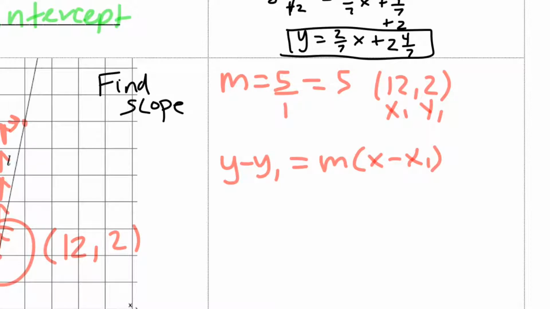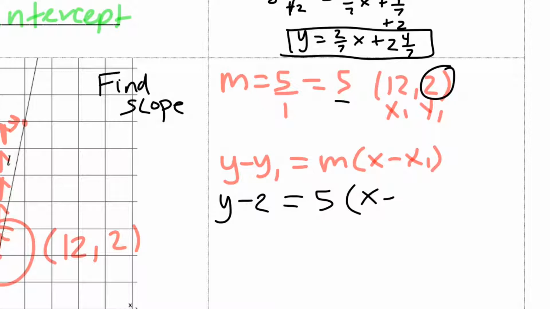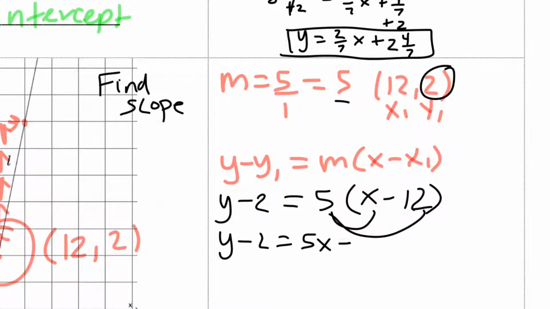And the next thing you're going to want to do is plug everything in. So instead of y minus y1, I'm going to write y minus 2 because I know y1 is 2. I'm going to write 5 times x, and I put the 5 there because that's our slope. And our x1 is 12, so I'm going to put minus 12. And then I'm going to solve. I'm going to distribute. So we're going to have y minus 2 equals 5x minus 60.